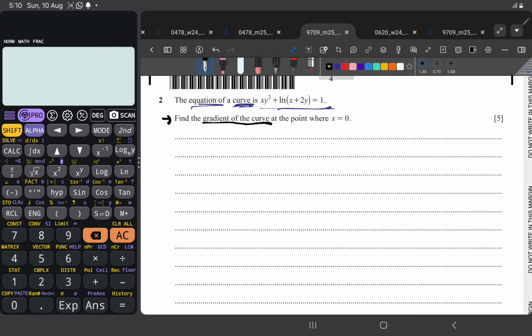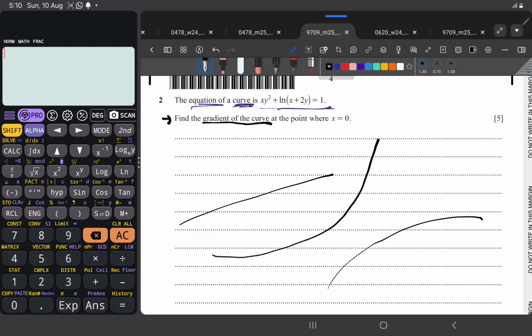The only way to find gradient is by differentiation. The gradient of a curve, because the gradient of a curve changes at every single point. Look, it goes like this. This is a changing gradient, okay? It's increasing. You can have one which decreases, but it's still changing. The only gradient which is constant is a straight line.